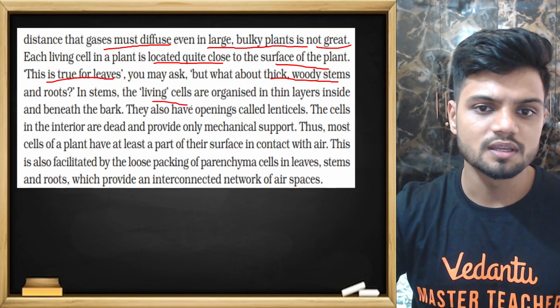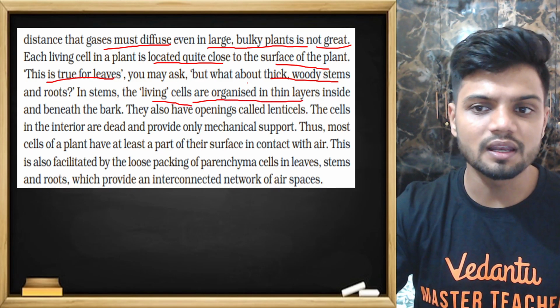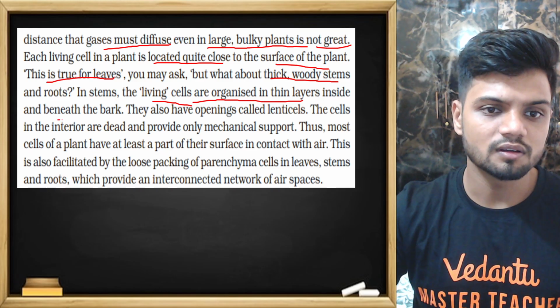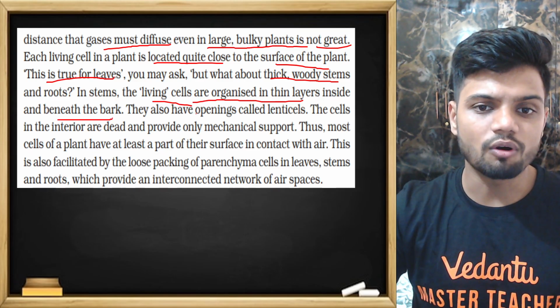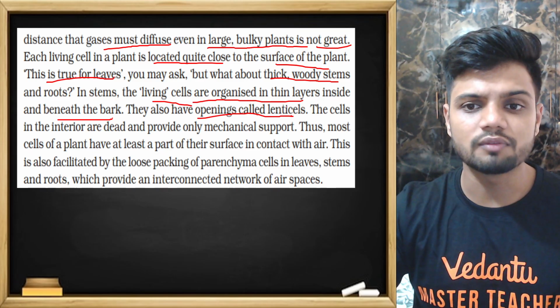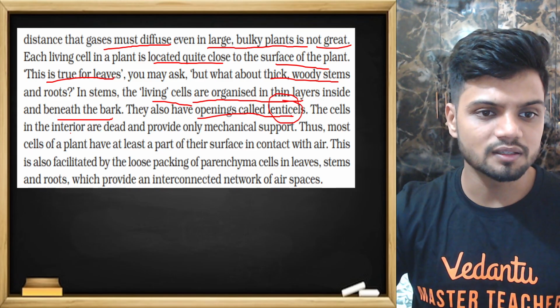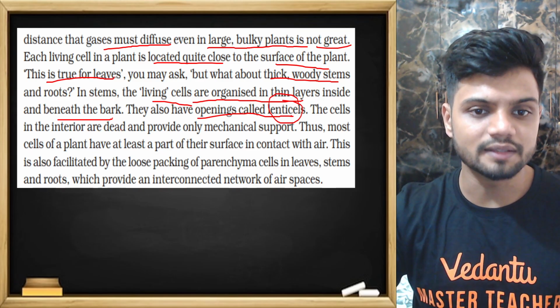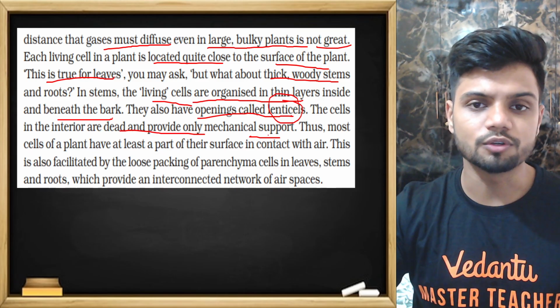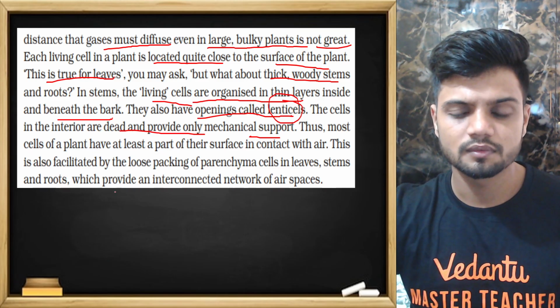The living cells are surrounded by a thin layer beneath the bark. They have openings called lenticels. So with the help of lenticels, they can breathe easily. The cells in the interior are dead and provide only mechanical support. I told you, inside is dead, outside is living.